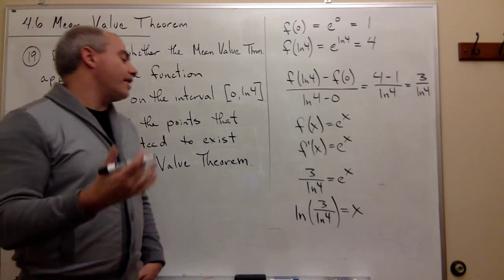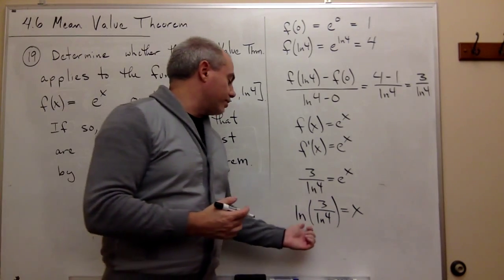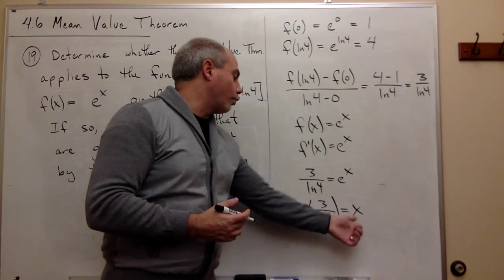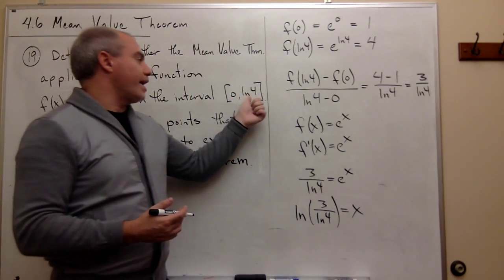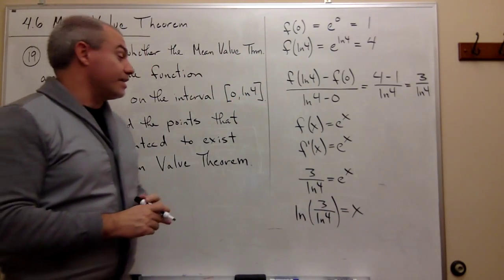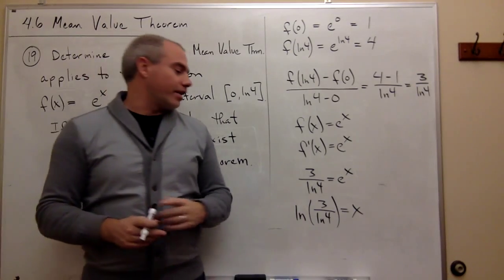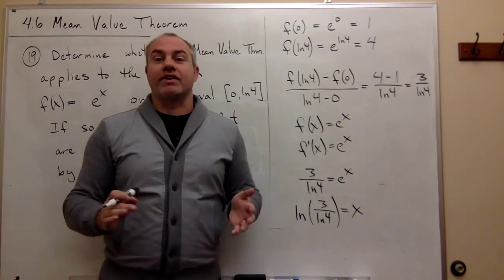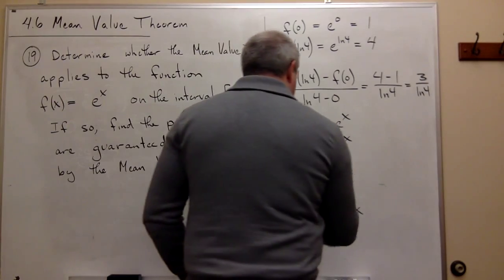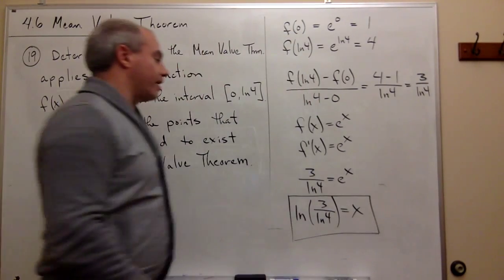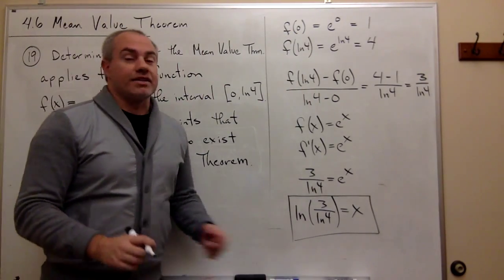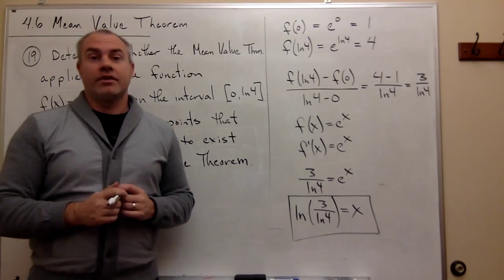Now, you may or may not believe that this value, ln of 3 over ln of 4, is in between 0 and ln of 4, but it is. You could check it out with your calculator. I believe this is like 0.77 or something like that. So this is the x that I'm looking for that is guaranteed to exist by the mean value theorem.